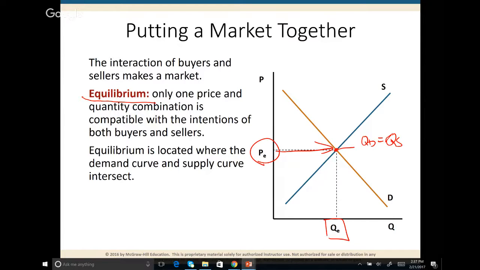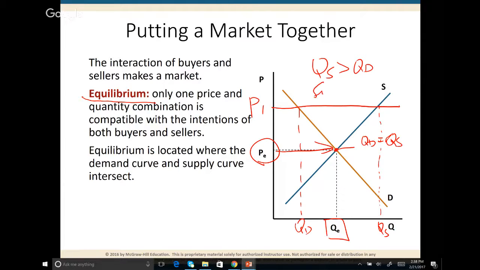Suppose our current price is not at equilibrium, but at this point here. Let's call it P1. At P1, your price is very high. If you go from this point to the supply curve, this is your quantity supplied, and on the demand curve, this is your quantity demanded. So quantity supplied is more than quantity demanded. This is called a surplus.